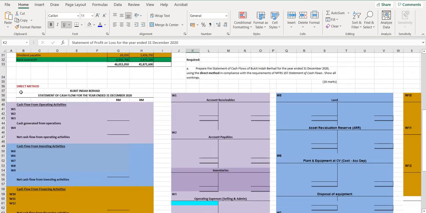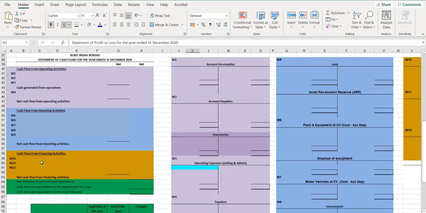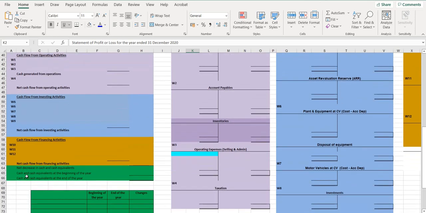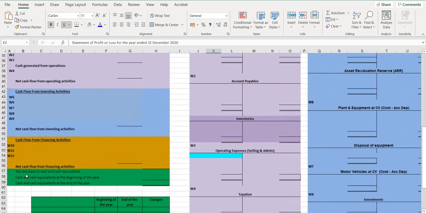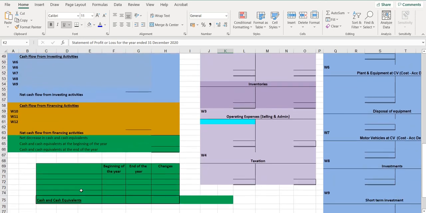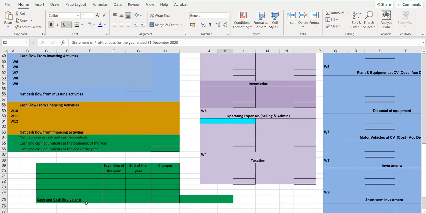You can see here I've already prepared a blank template with headings for each type of activity in my statement of cash flow for Bukit Indah. You have the cash flow from operating activities, investing activities, financing activities, and the net cash flow from those three activities, which is reflected in the cash and cash equivalent schedule. For your information, the answer to the cash flow question comes from the cash and cash equivalent schedule.